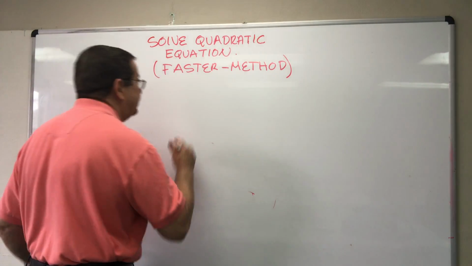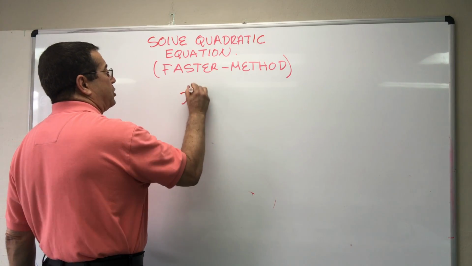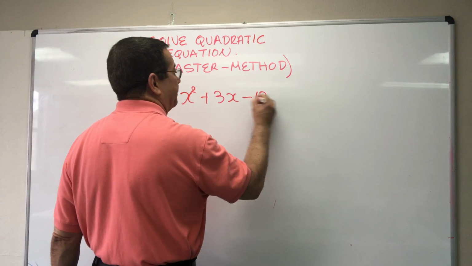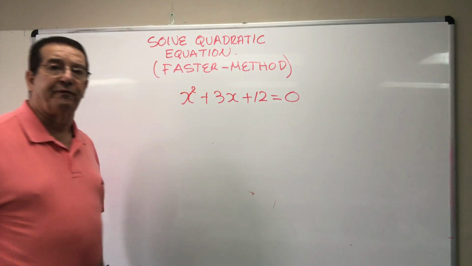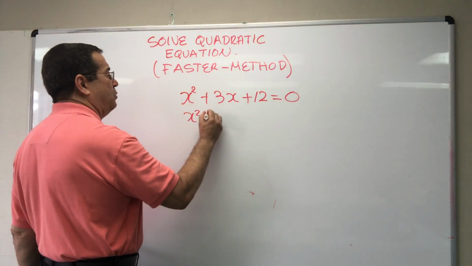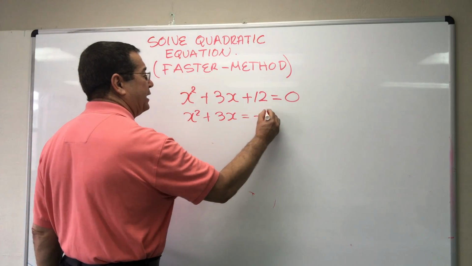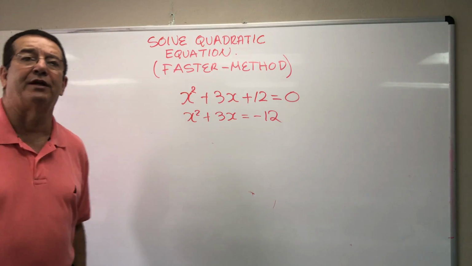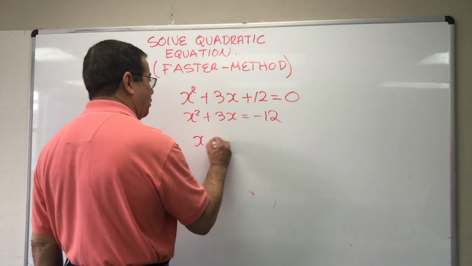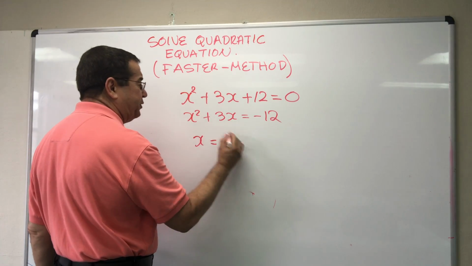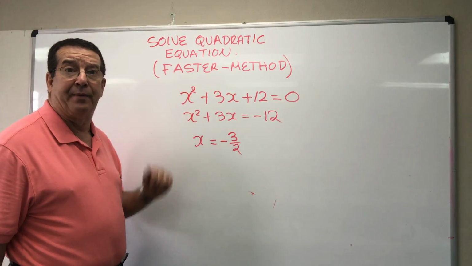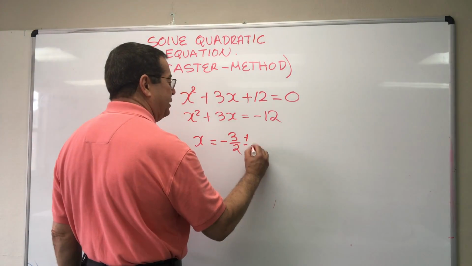This is x squared plus 3x plus 12 equals 0. Find the solution of this one. The same thing. You move 12 to the other side, it's negative 12. Now, go directly to the solution. x is equal to 3 divided by 2, you change the sign, it's negative. When it's positive, you change the sign and write negative, plus and minus the square root.